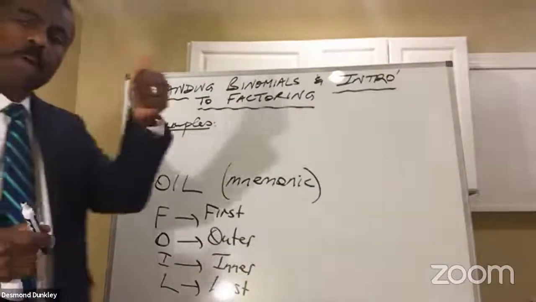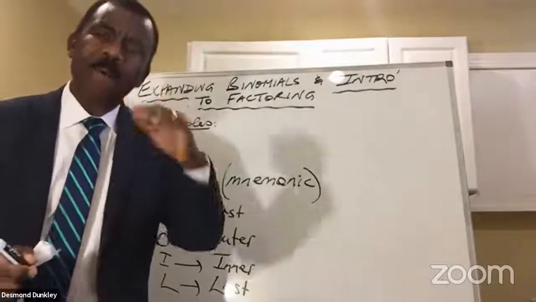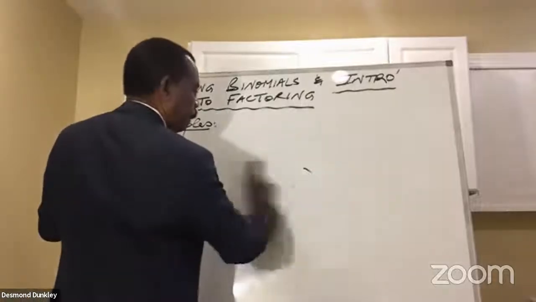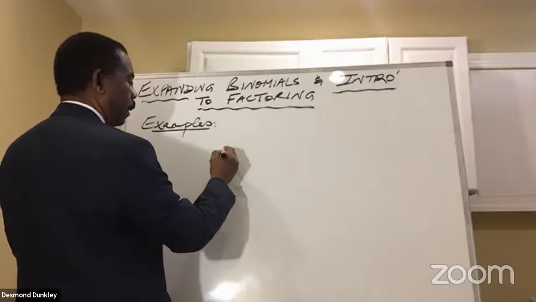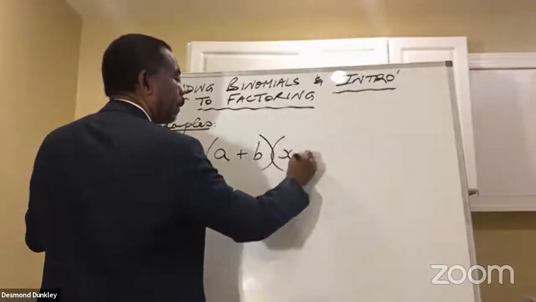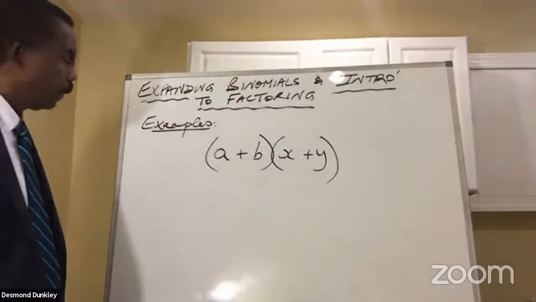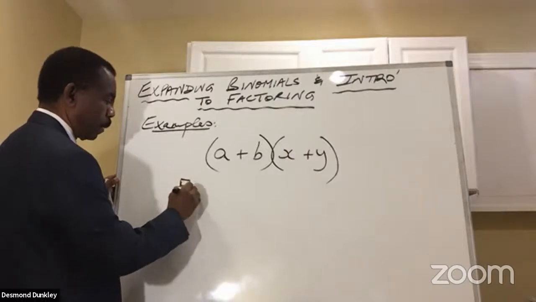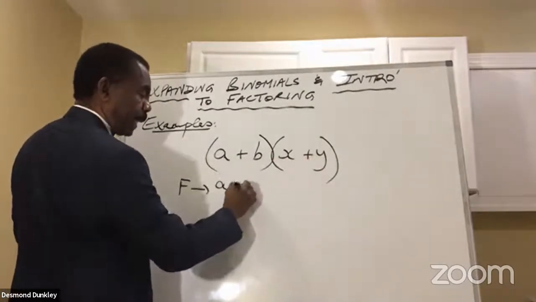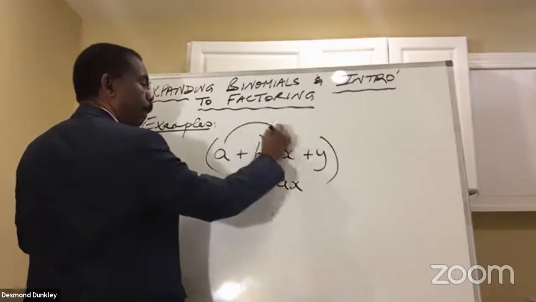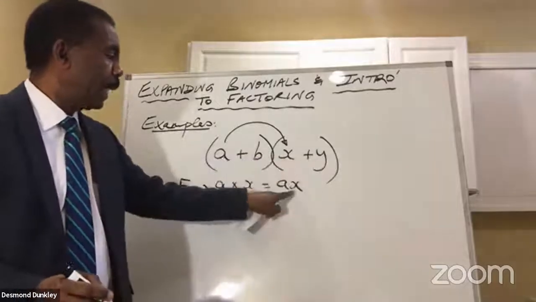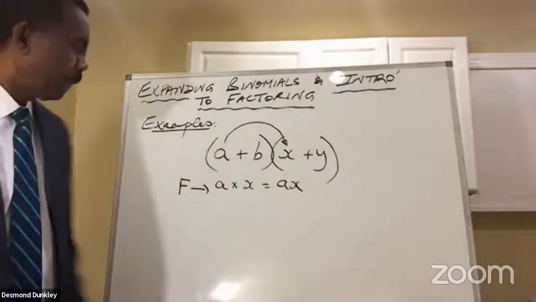So remember the four words: first, outer, inner, last. FOIL. So if you had A plus B times X plus Y, the first term in this binomial is A. The first term in this binomial is X. A times X gives me AX. That's the F order.